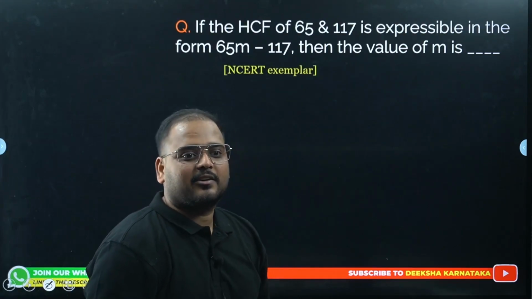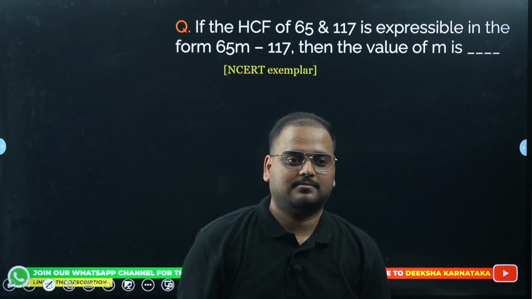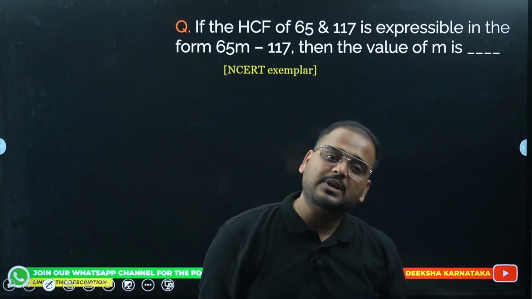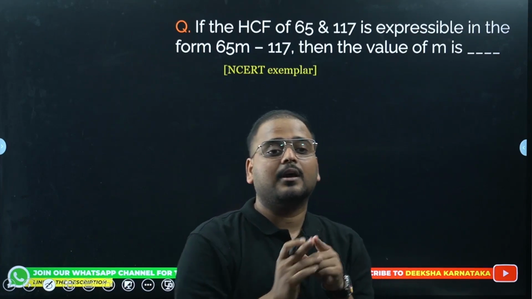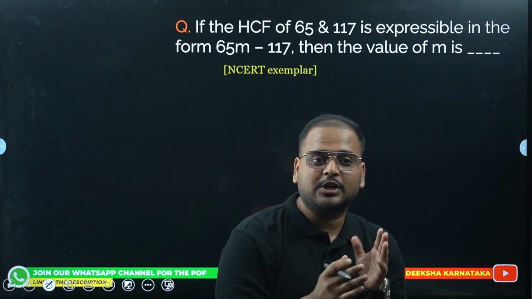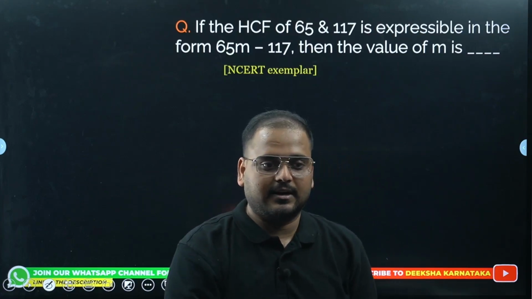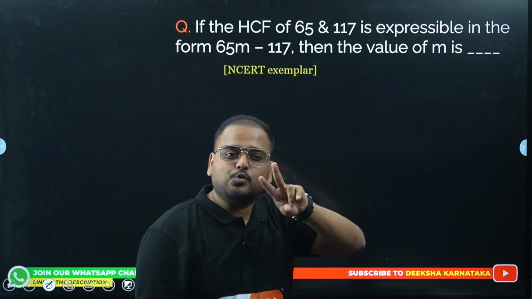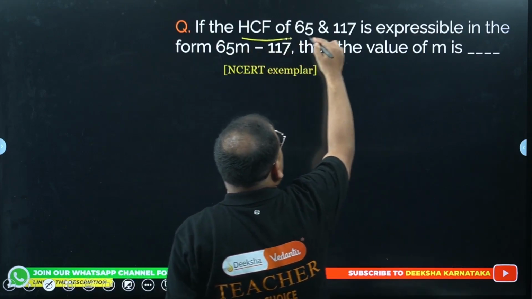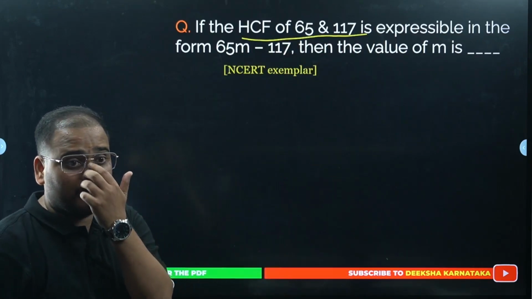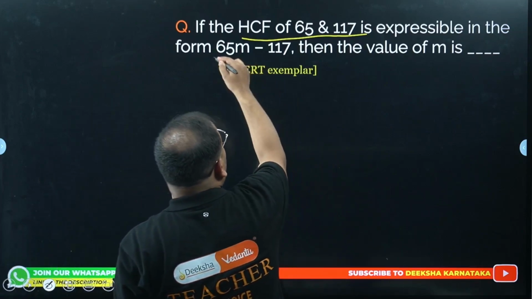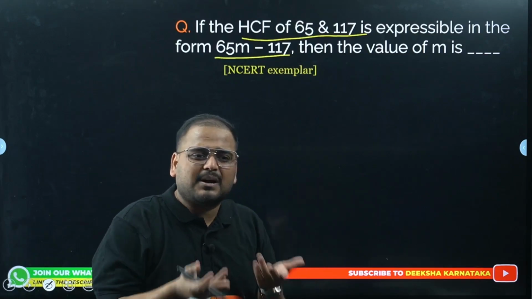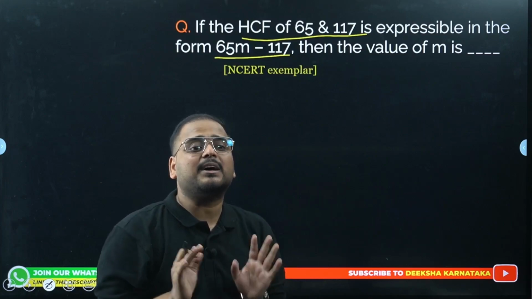This question is trying to scare us. This question has been taken from your NCERT exemplar. If you are practicing more questions, please follow the exemplars. But one more thing, a few questions in the exemplars are out of syllabus, so make sure you stick to your NCERT portions. Alright? So if we divide this question, it has 2 parts. One part is the HCF of 117. The next part is in the form of 65m minus 117. The second part might confuse us, but the first part is too easy. Forget about the second part. The first part is what? HCF.